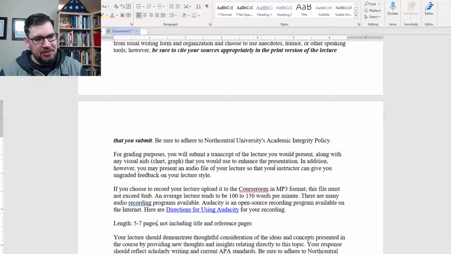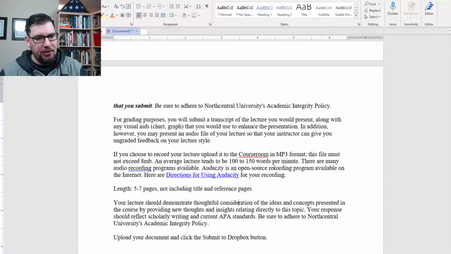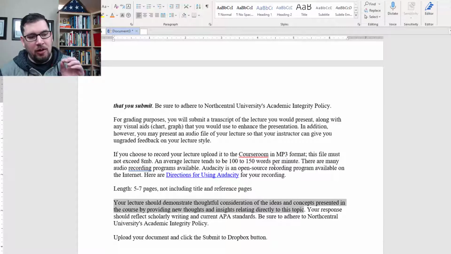Length: 5 to 7 pages, not including title and reference pages. Your lecture should demonstrate thoughtful consideration of the ideas and concepts presented in the course by providing new thoughts and insights related directly to this topic. So here's how I always look at this. I look for, did you just barely meet the page minimum? That's not a good sign in terms of thoughtful consideration. If you got 8 pages or 9 pages instead of 7, then that shows me you went above and beyond, as long as it's not fluff.